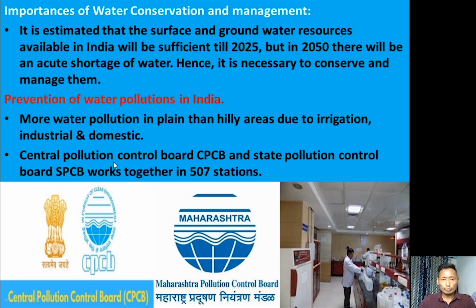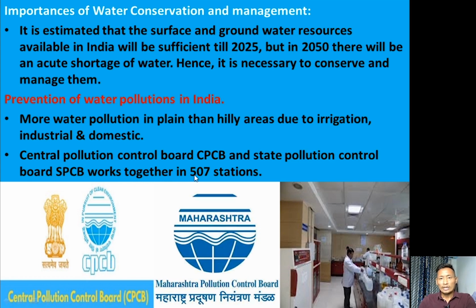Here, pollution means we are not only talking about water. We are talking about air, land and water pollution, and noise also. Since this chapter is related to water, we are going to discuss more on water. So in India, at a central level, we have one pollution control board that is called the Central Pollution Control Board, and at a state level, we have State Pollution Control Boards. Each state has a state pollution control board.